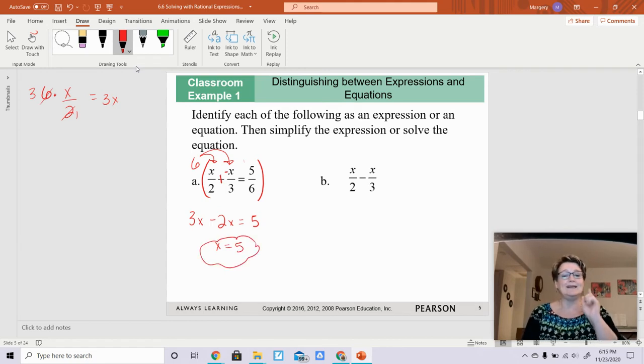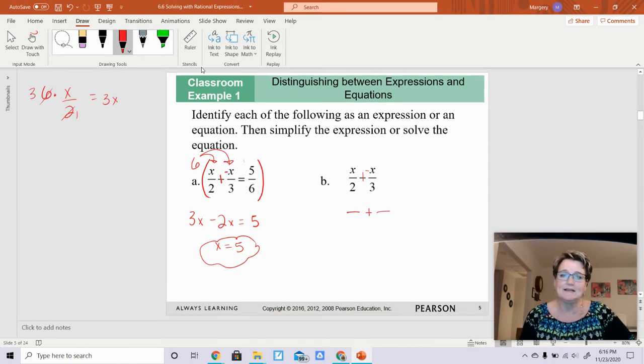Now the next one is an expression. It is not an equation, which means you can't do what we just did. This one, you have to find a common denominator. So again, I don't like subtraction problems, so I'm going to change this to addition, and I'm going to make this its opposite. Now, I can't do what we just did because this is an expression. There is no equal sign.